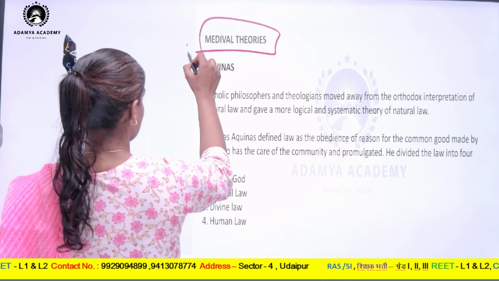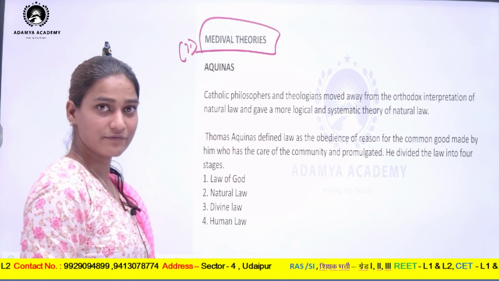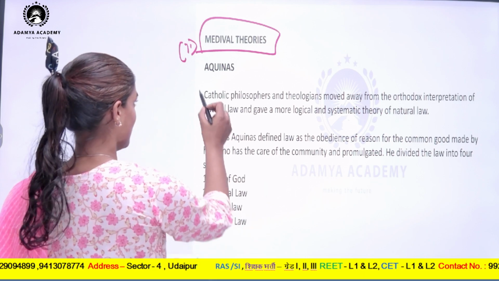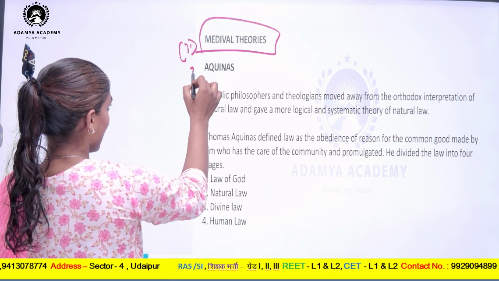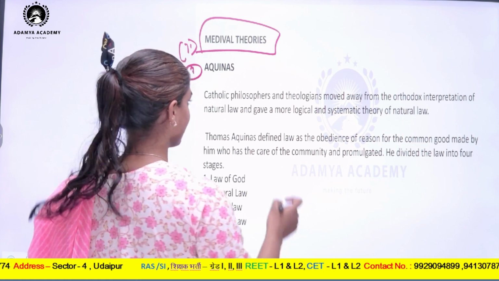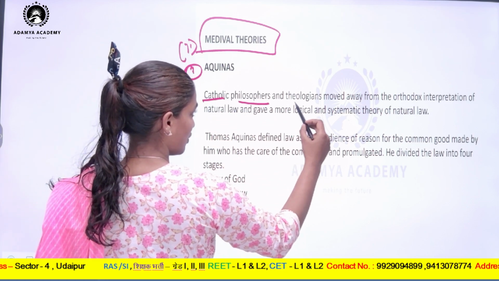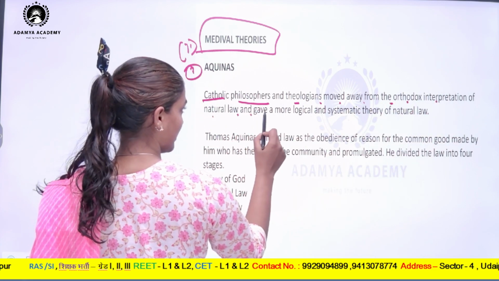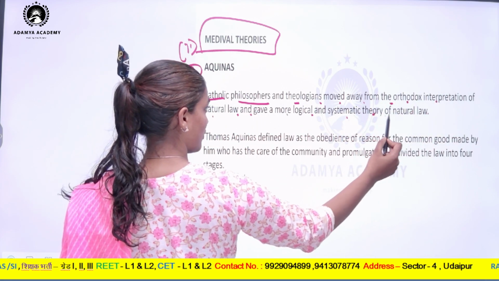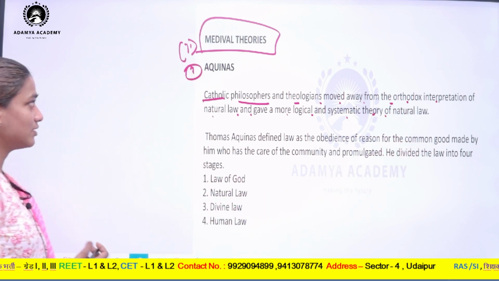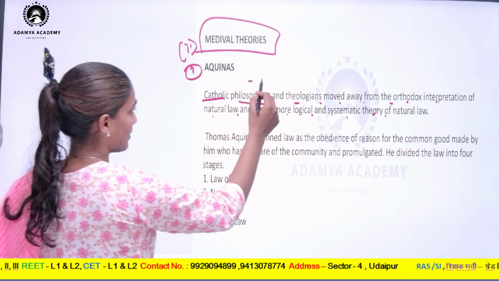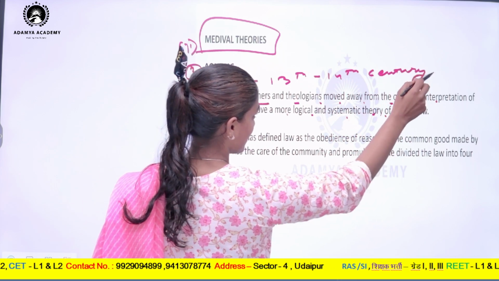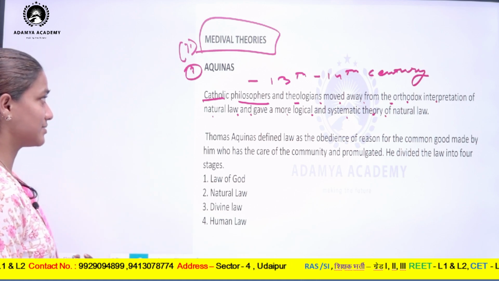Medieval theories. Now we will look into the second phase of development of natural law, which is the medieval stage. The main person behind this was Aquinas. Catholic philosophers and theologians moved away from the orthodox interpretation of natural law and gave a more logical and systematic theory of law. This was probably between the 13th and 14th century, where the church and the priest system was there.